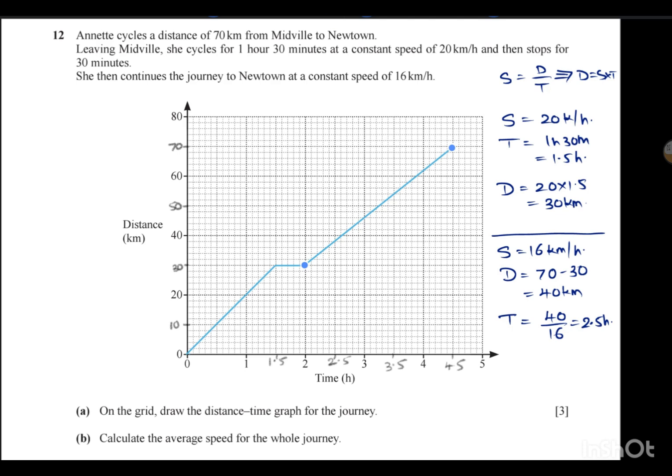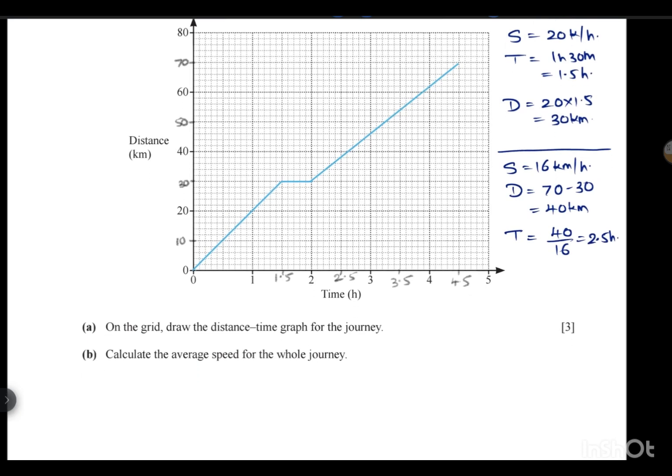For question A, sorry, I forgot to read the question. On the grid, draw the distance time graph for the journey. So this is the distance time graph I have completed. Now calculate the average speed of the whole journey. Find out the average speed.